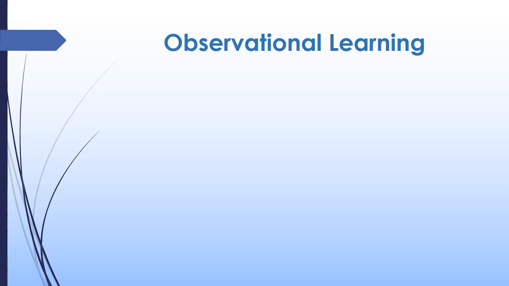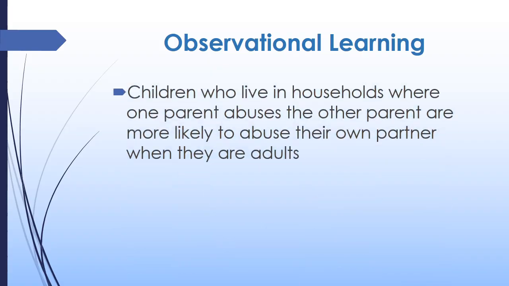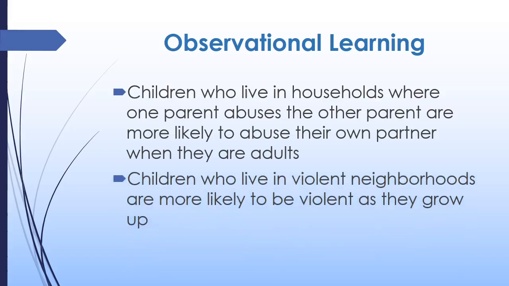Research since Bandura has shown that observational learning does translate to real life in many ways. We know that children who live in households where one parent abuses the other parent, those children are more likely to abuse their own partner when they're adults. Even if they come from good households, children who live in violent neighborhoods, like neighborhoods where there's gang activity, are more likely to grow up to be violent.